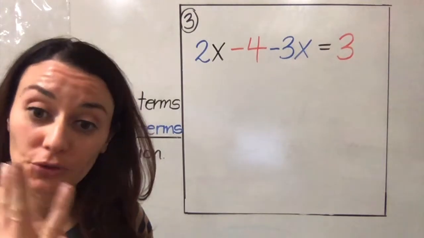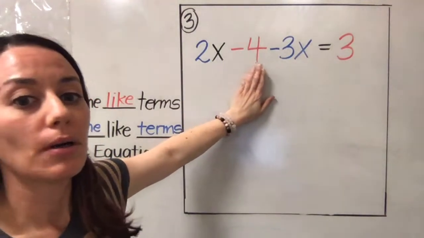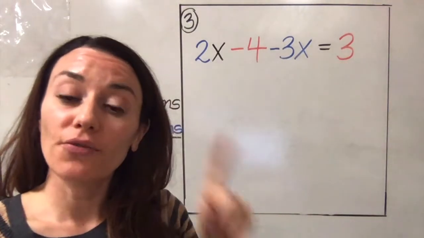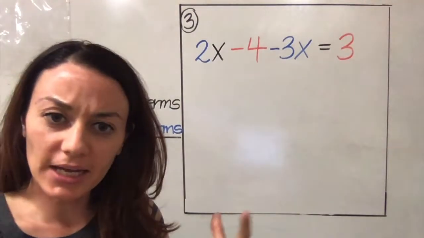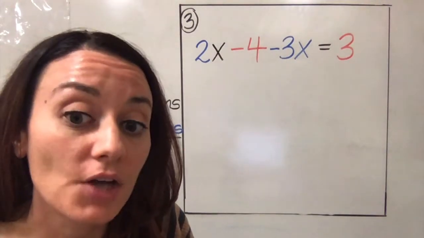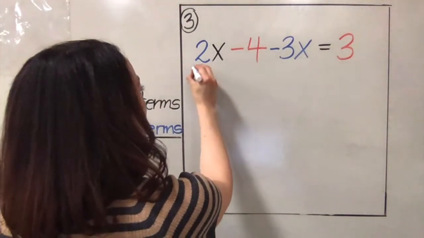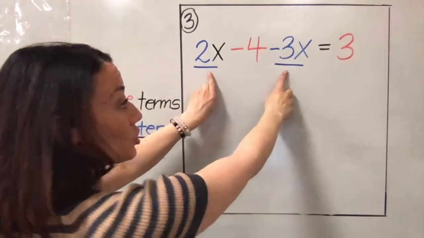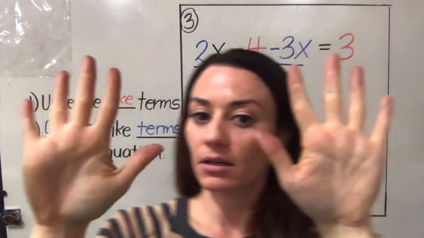Now write down number 3. It says 2x minus 4 minus 3x equals 3. So to solve, first we have to underline the like terms. So underline the variable terms. Those are the terms that are with x. Underline the terms with what? X. So we have positive 2x and negative 3x. Once you've underlined those like terms, you can combine like terms. Do what? Combine like terms.